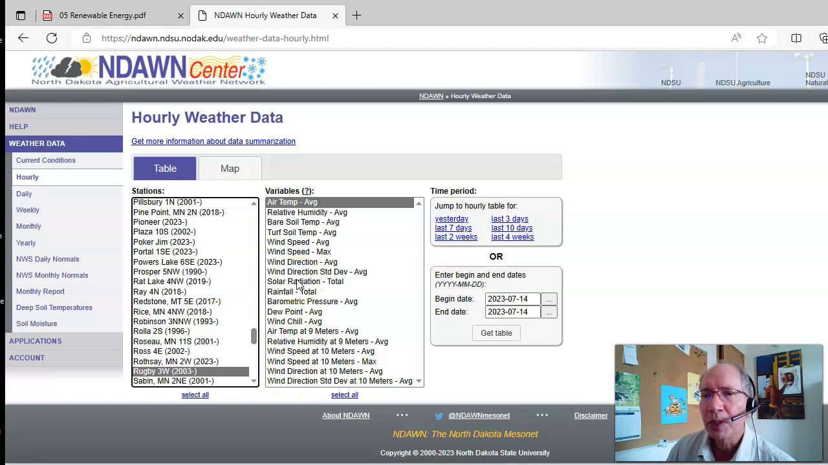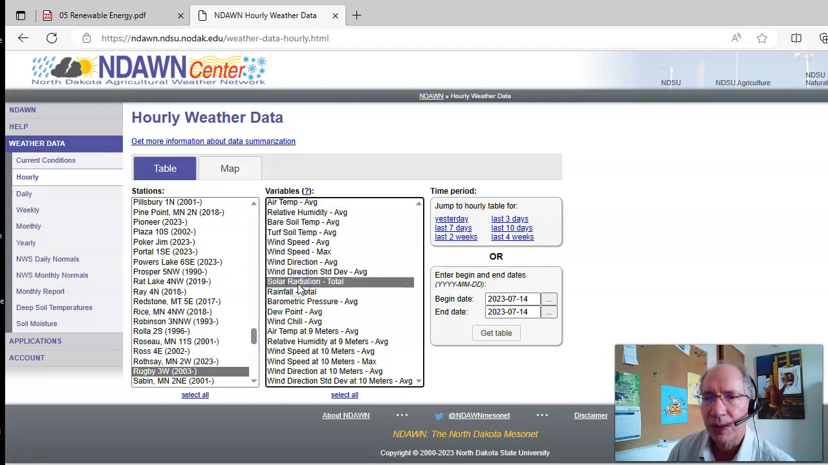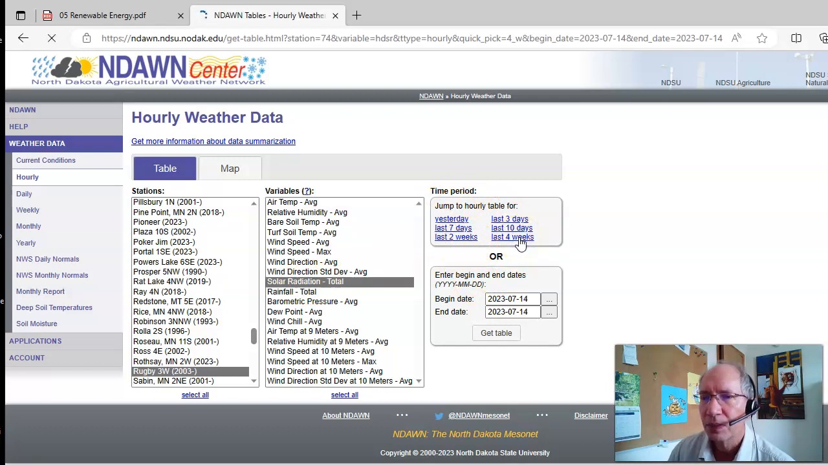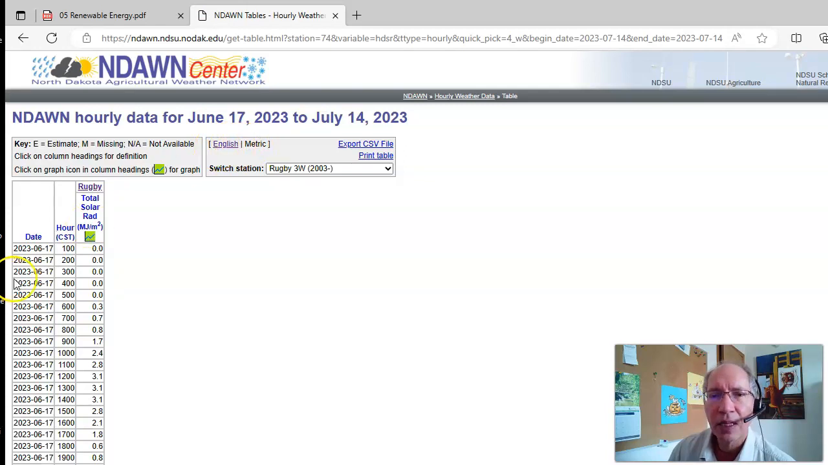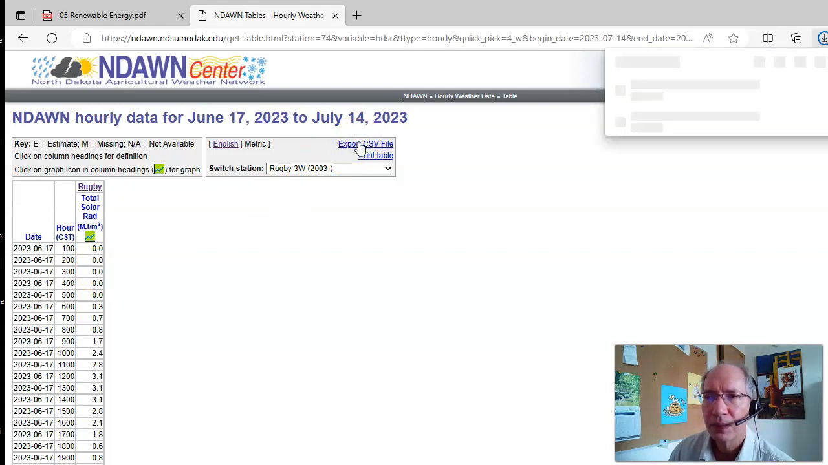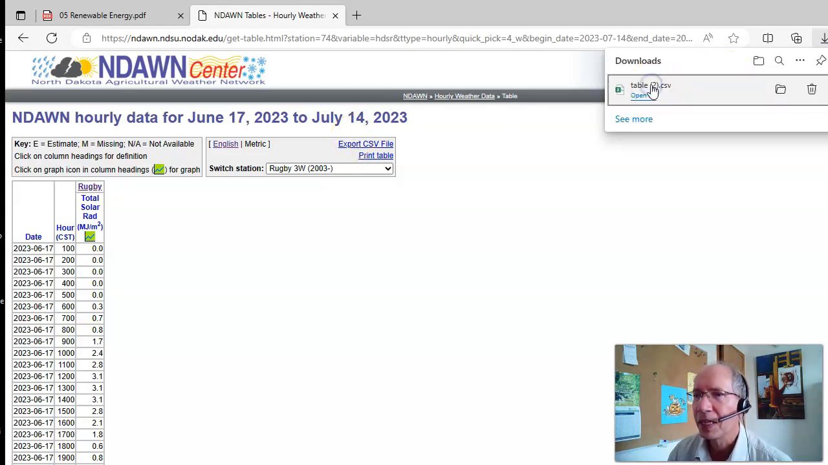Right now we want to look at solar energy. So let's look at solar radiation and pick your time frame. Let's say for the last 4 weeks. I can now switch to metric. Make sure you're in metric because English units are just a pain to work with. Here's the date, the hour, and the solar intensity in megajoules per square meter. Click on Export CSV file. Time passes. And then open it.